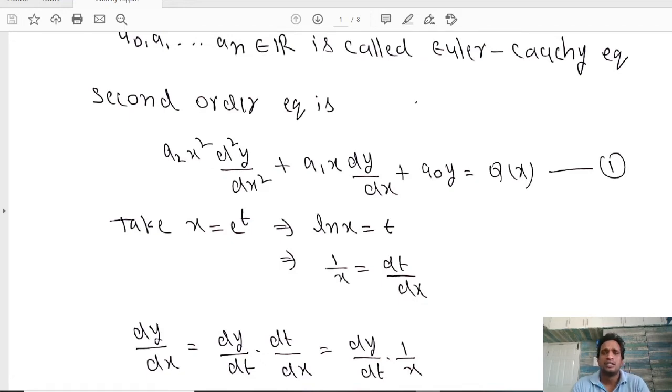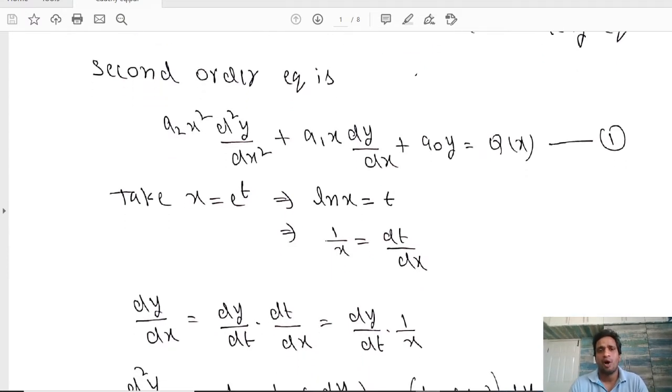Yesterday we solved two problems in Cauchy-Euler equation. Today we solve some more problems which are slightly different from yesterday. Once again I recall what we learned yesterday.